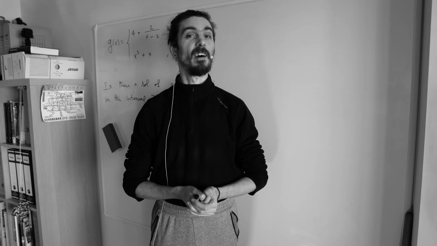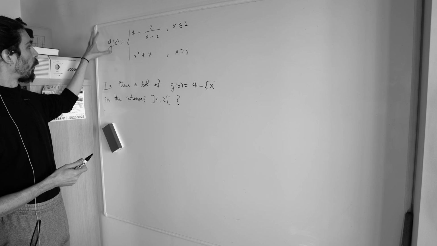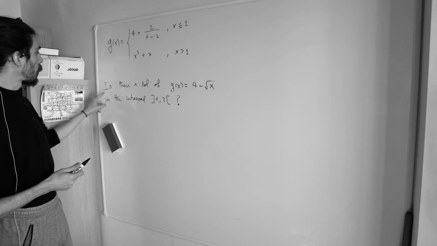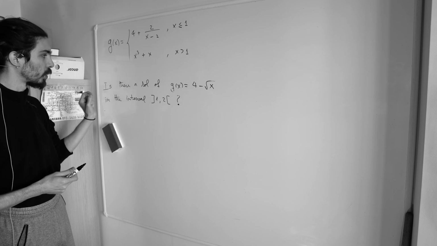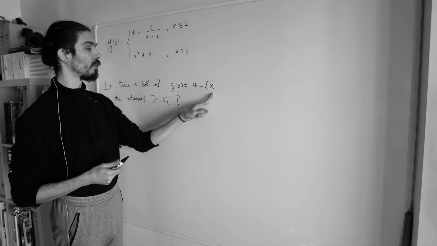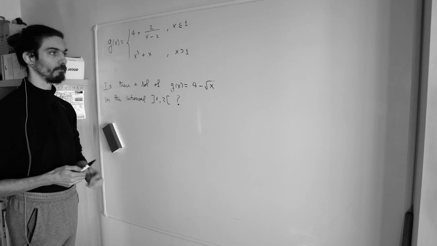Hello my friends, let's see the following exercise for today. We have this following function with two branches, and the question is: is there a solution of g of x equals 4 minus square root of x in the interval between 1 and 2, open?